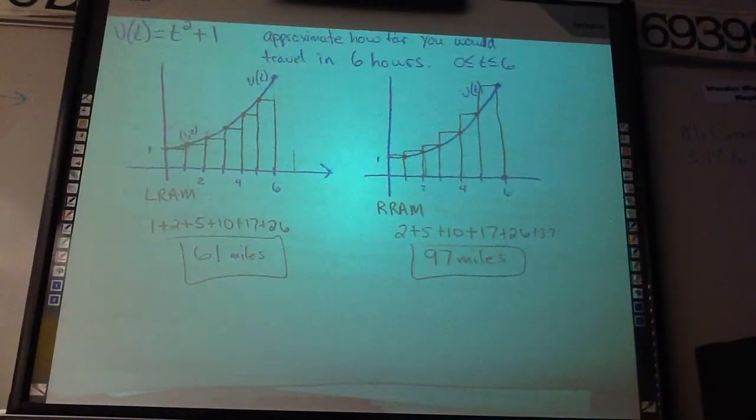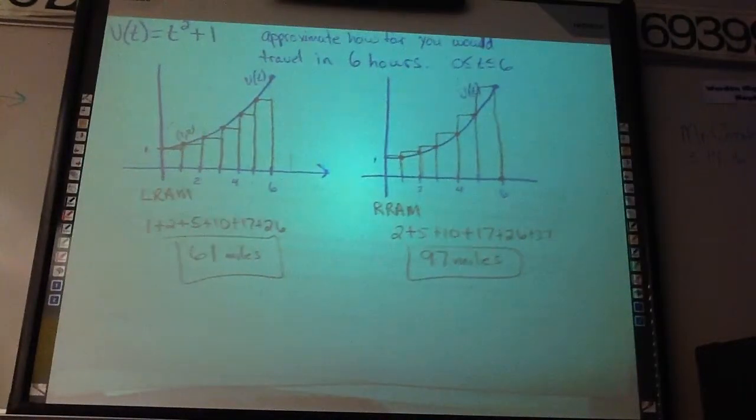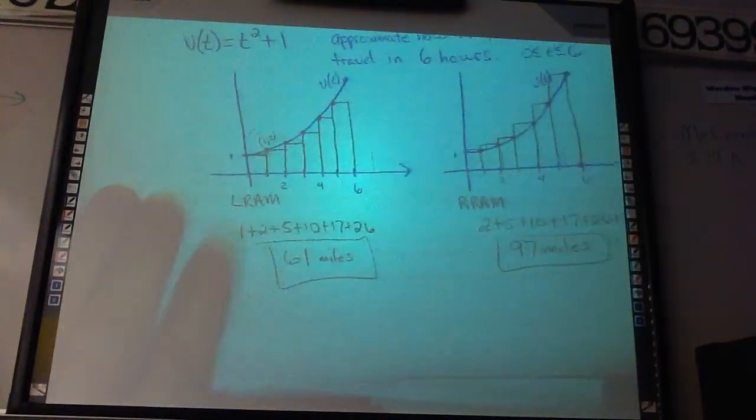7 miles for that. So that's too low. That's too high. Let's do the third one and we'll have an even better approximation, right? This one's not as easy though.